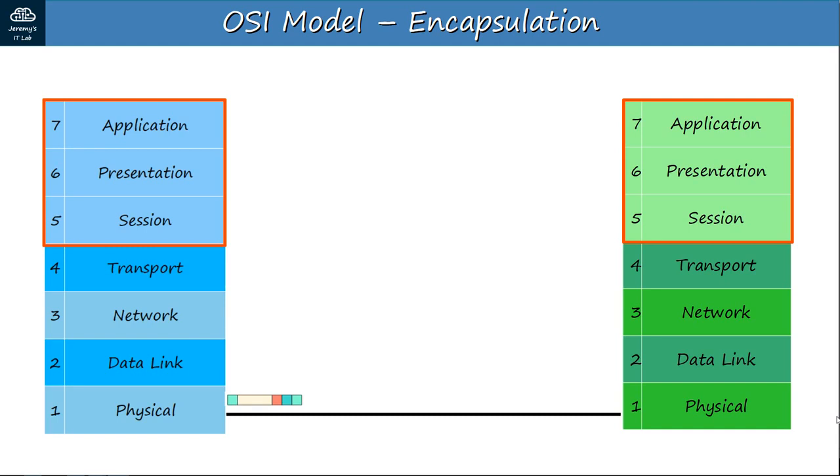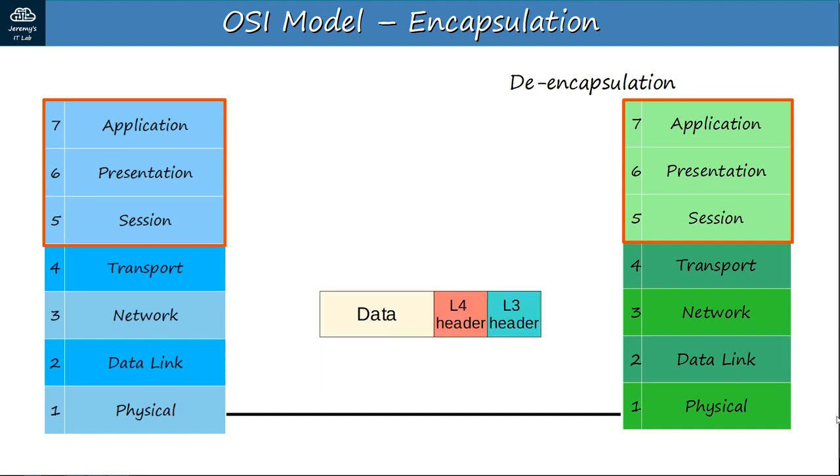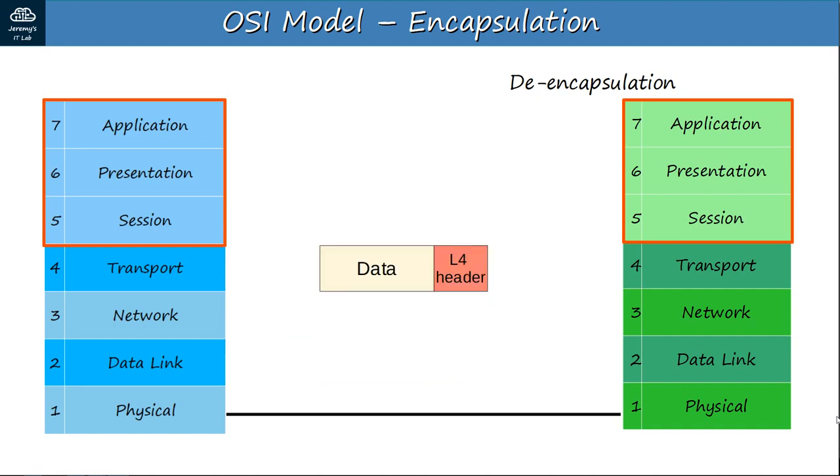Okay, now we've got a complete frame, and that frame will be sent from the local device over this cable. Let's say it's an Ethernet cable. Once it reaches the remote device, the reverse process of encapsulation, de-encapsulation, takes place. The data link layer translates the raw physical data into a complete frame once again. Then the layer 2 header and trailer are removed, leaving the layer 3 packet. The layer 3 header is removed, leaving the layer 4 segment. Finally, the layer 4 header is removed, and we are left with the original data prepared by the upper layers of the original device. That's the process of de-encapsulation.